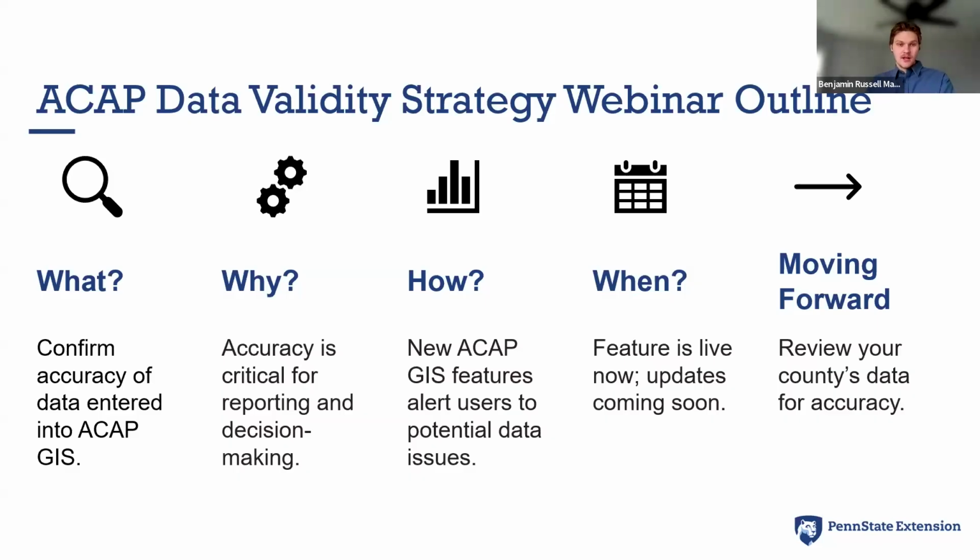And for the when, we have been working on this for a while, and we just published it last night. So if you haven't been on the ACAP GIS reporting tool yet today, then you've never seen it before, but now it's in there. So when you go to the ACAP GIS reporting tool, you'll see these features that we're talking about. And moving forward, we'll ask that you review the data accuracy for your county, and we'll show you how to do that here. So Elaine, you can move on to the next slide.